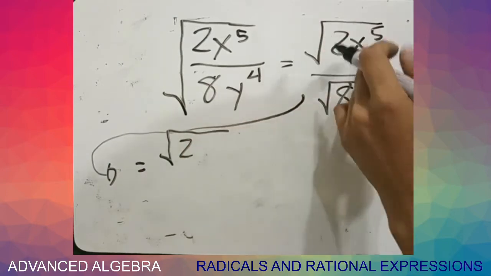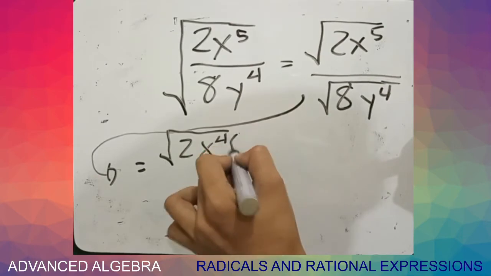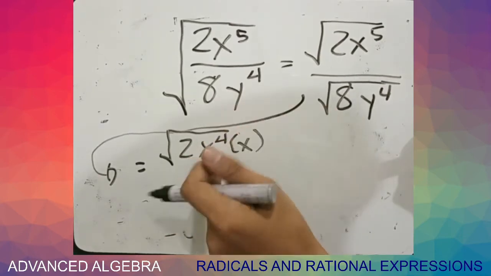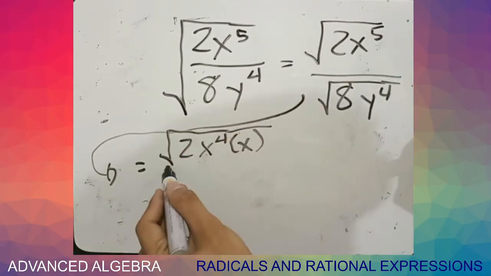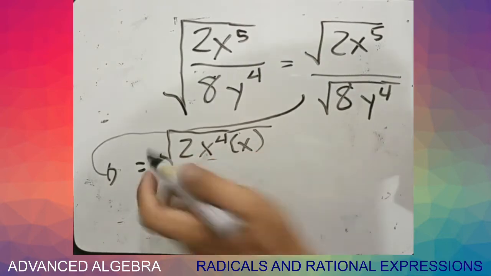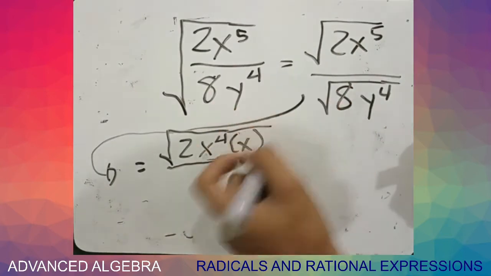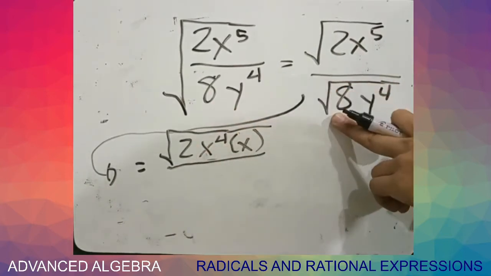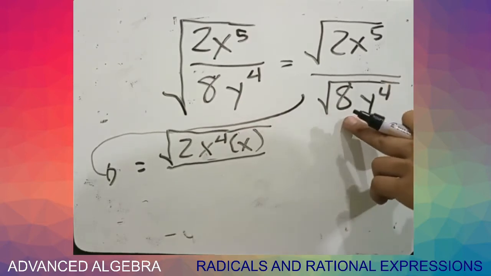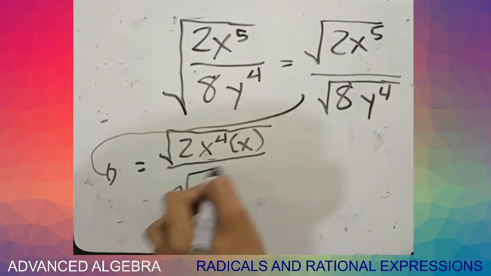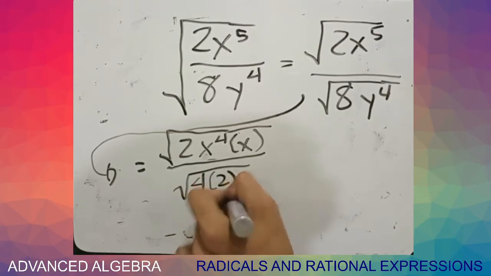Anong factor na may perfect square root si x to the 5th power? Ang possible ay x to the 4th power times x. So, x to the 4th power times x ay x to the 5th power. Ganun pa rin ha. Over, imagine niyo na lang itong ating fraction bar. Anong factor ni 8 na may perfect square root? Si 8 is not a perfect square root, so hanapin lang natin yung factor niya na may perfect square. Ang possible, the square root of 4 times 2. Gawin na lang natin siyang parenthesis.